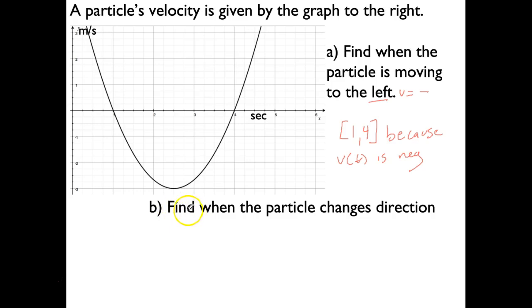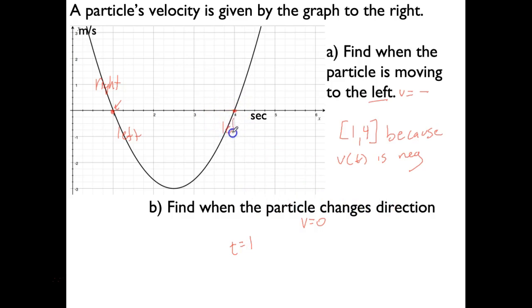Find when the particle changes direction. If you remember the last one we did, a particle changes direction when its velocity equals 0 and it switches from moving to the right to the left, or vice versa. So velocity equals 0 right here and right here, but did it switch from moving one way to the other? Here it's moving to the right because the velocity is positive. Here it's moving to the left because the velocity is negative, right? So that means it switched. It changed direction, yeah? So t equals 1 is a place where it changed direction.